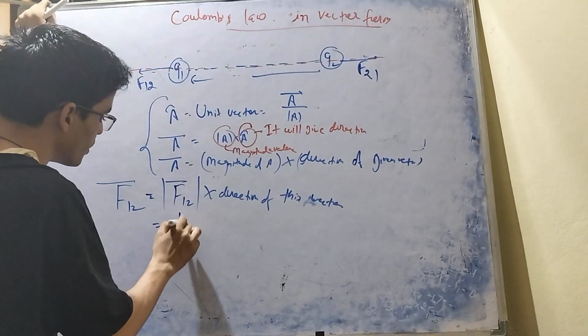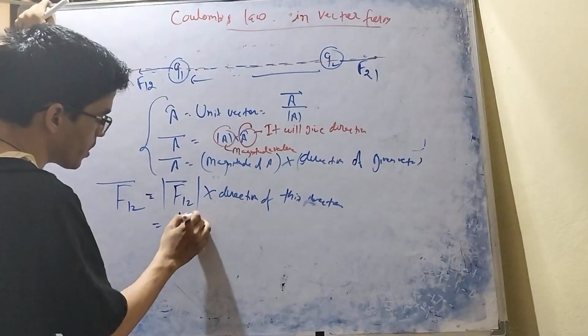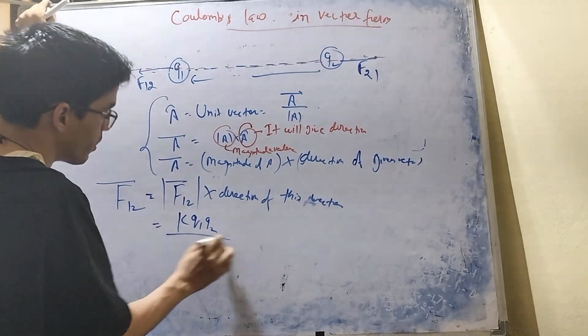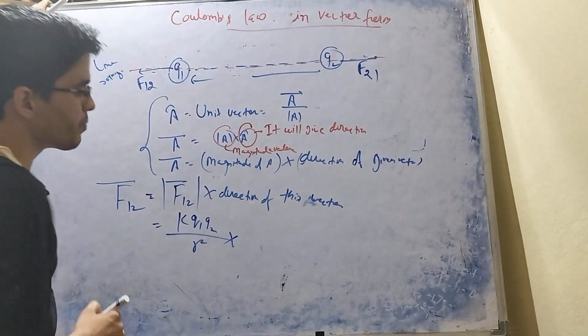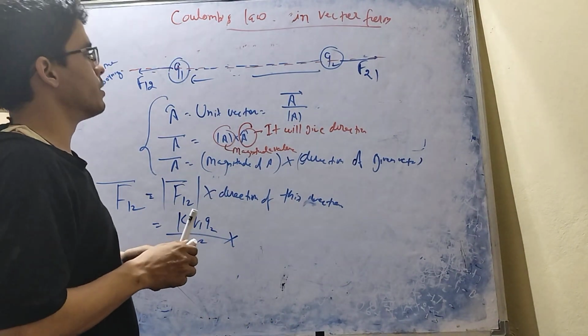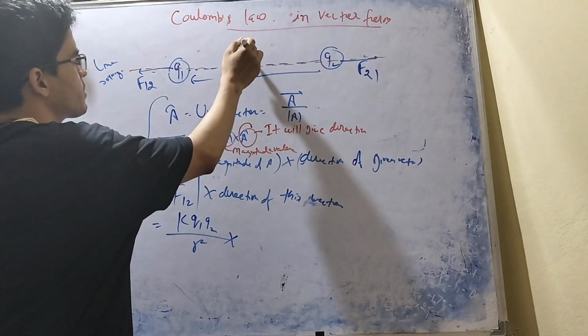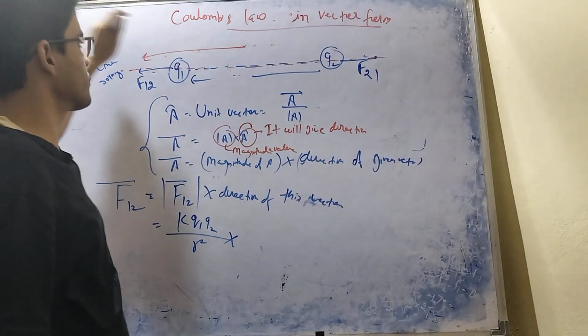F12 is the magnitude value of force on 1 due to 2 charge. So it is K Q1 Q2 by R square, into what is the direction here? Now I want to tell one thing here. If you observe, the direction is along this direction. Check.